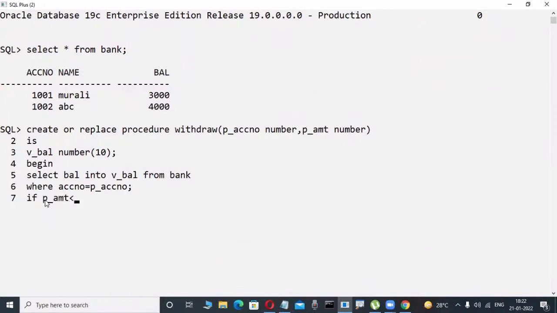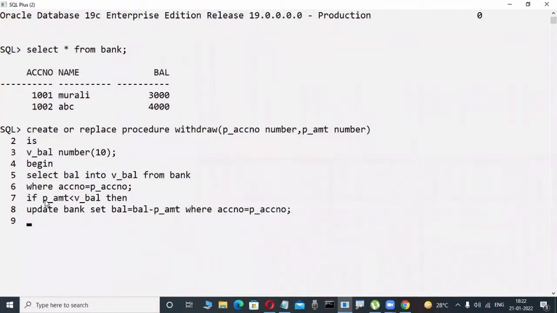If that amount is less than the available balance, then I want to affect the database: update table name set balance is equal to balance minus p_amount. Some coding is there. Okay, fine. Now check it out.